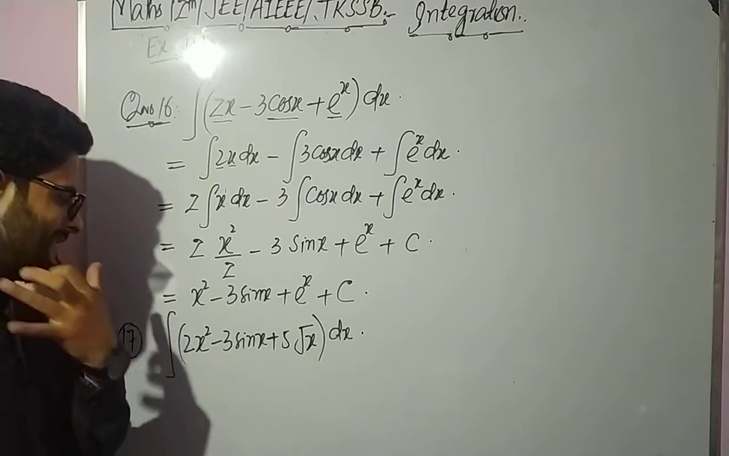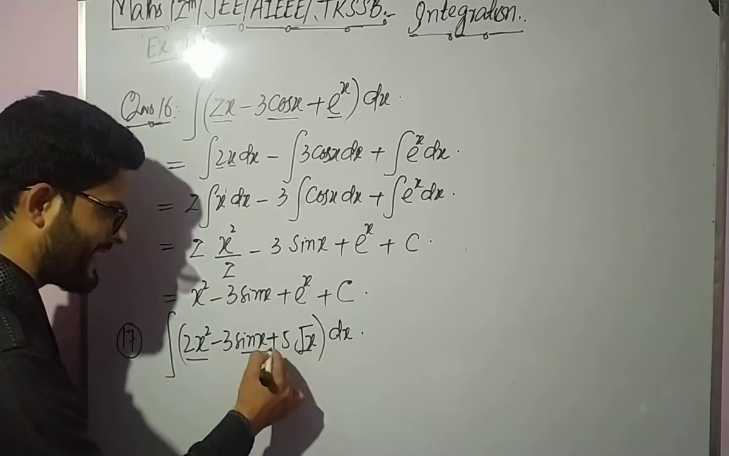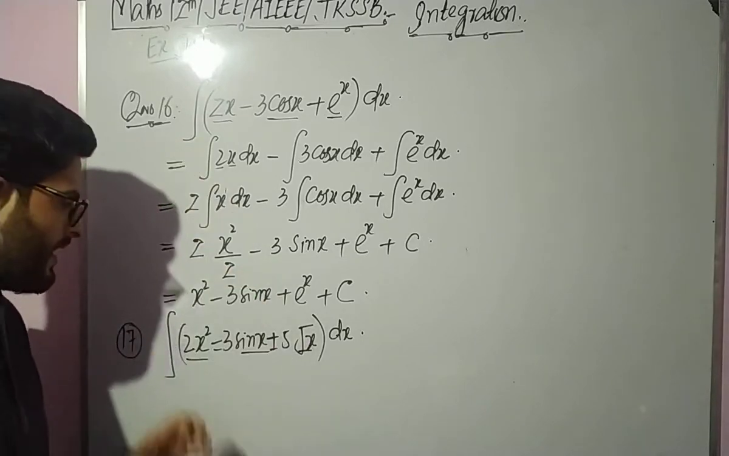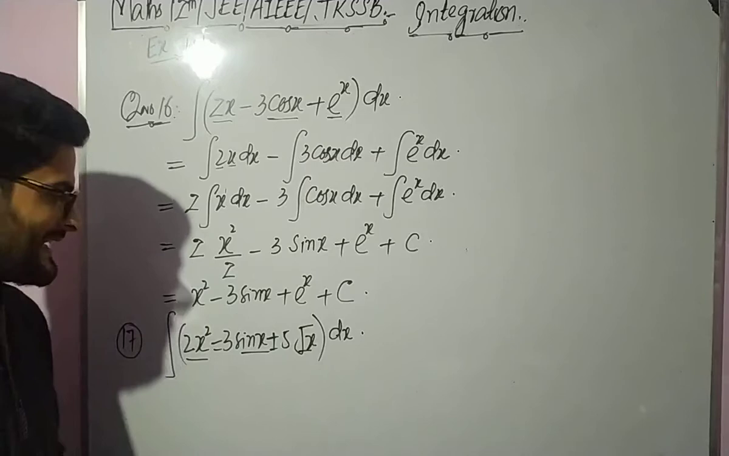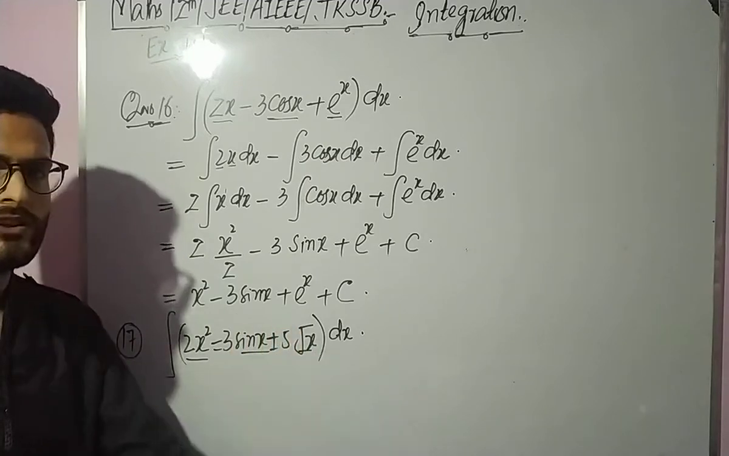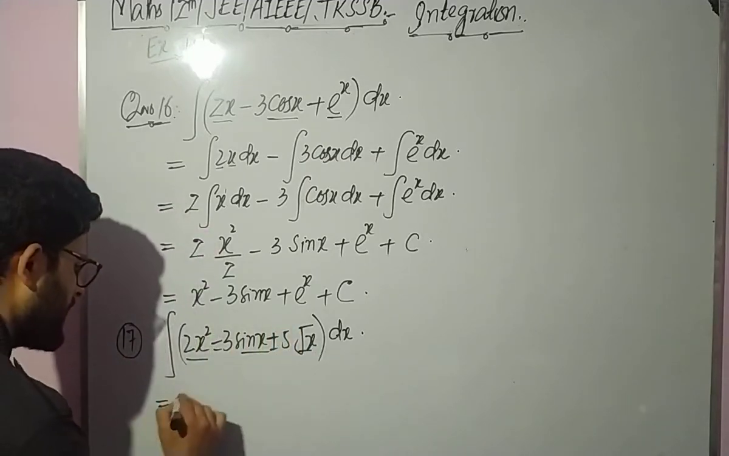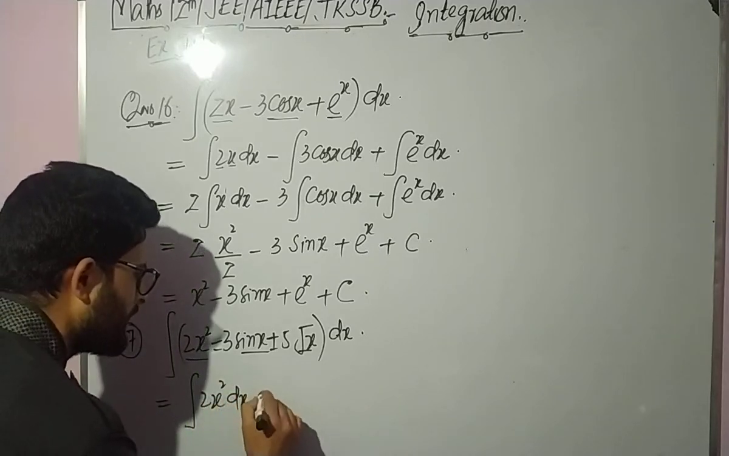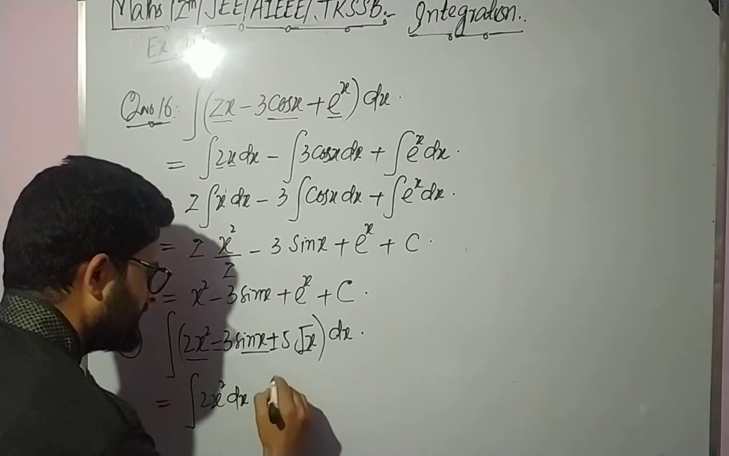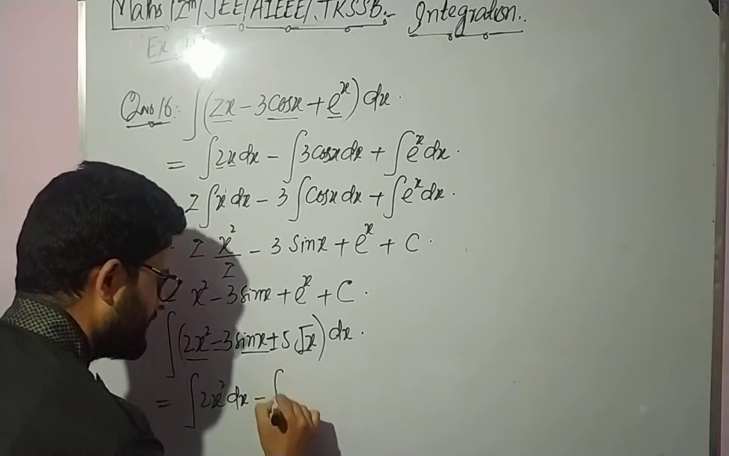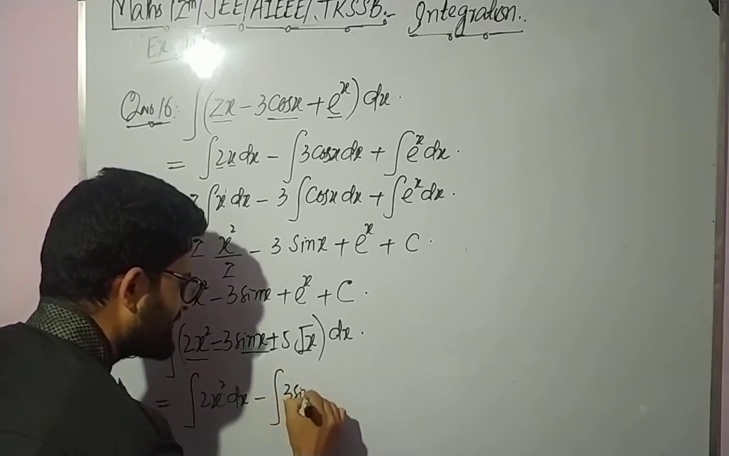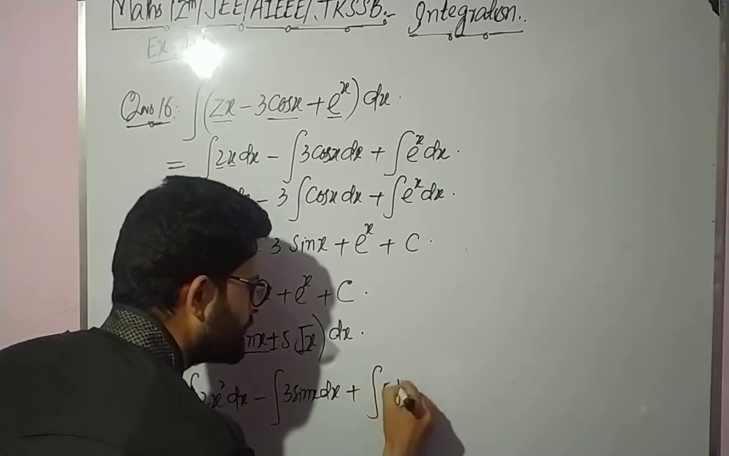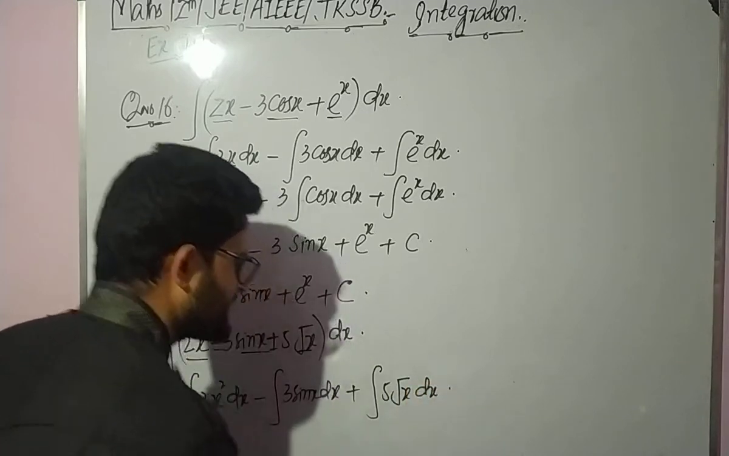In order to integrate this, again three functions are connected by addition and subtraction. So again, by the same procedure as question number 16, this integral would be separated into all three terms, and that's equal to integral of twice x square dx, minus integral of 3 sin x dx, and plus integral of 5 square root of x dx.